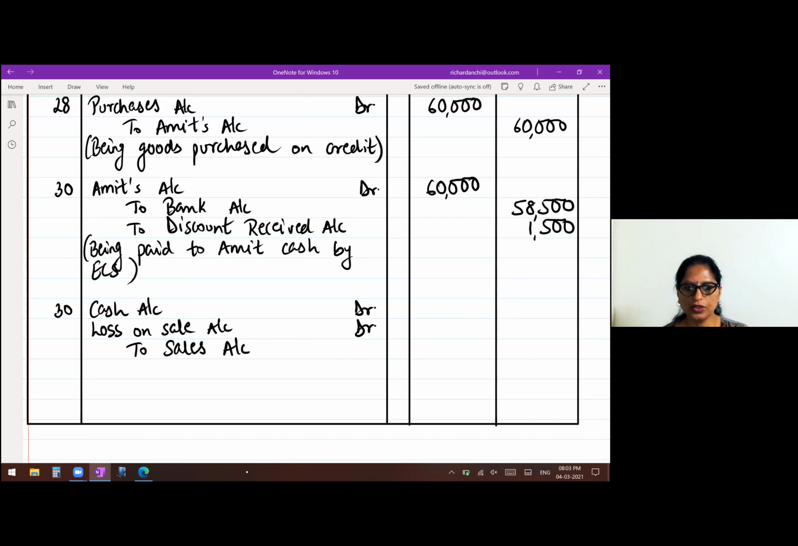So how much worth of goods are you selling? In the credit column, write 5,000. How much loss are you making? In the debit column, 1,000. Okay, 5,000 goods, loss is 1,000. So how much will you receive cash? 4,000. Okay, so this is the way you have to find out. So write narration: being goods sold at a loss.